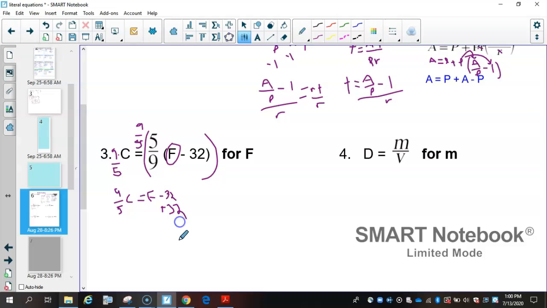This formula may look a little familiar because this is how you convert Celsius to Fahrenheit degrees, and vice versa. Right, so here, because this has a C and this does not, those cannot be combined. They are not like terms. So 9/5 C plus 32 equals F.